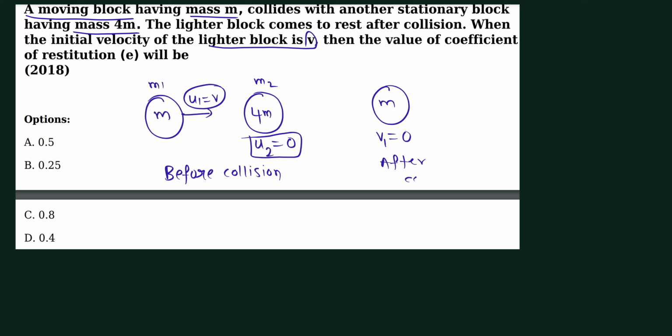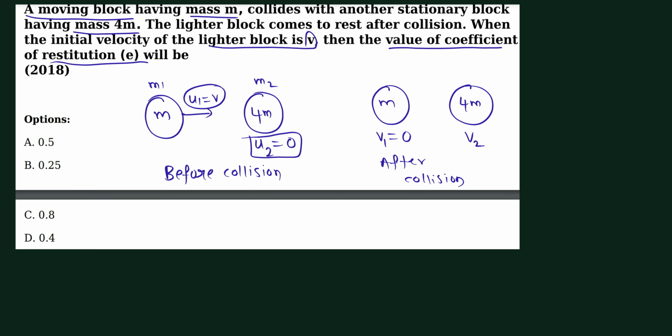Then after collision, the lighter block comes to rest, which means you consider the V1 value here as 0. And this is 4m; we don't know this V2, so we need to find this V2. This is the given condition, so we need to find the value of the coefficient of restitution.